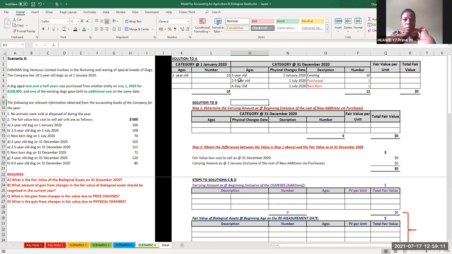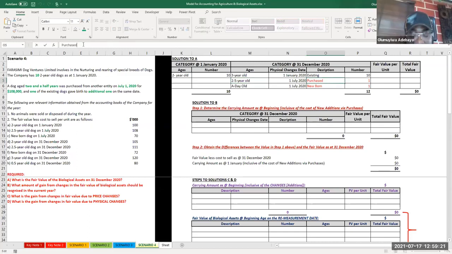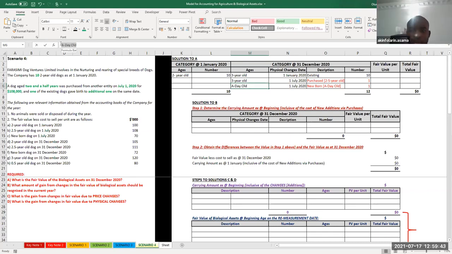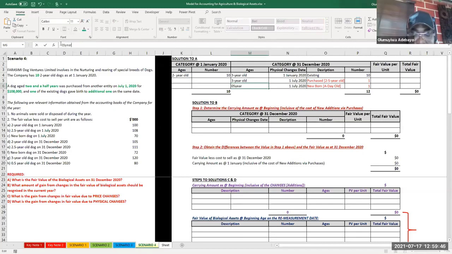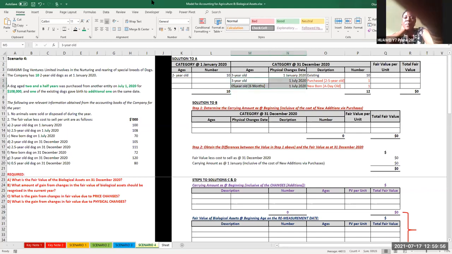6 months. Yeah. Okay, now what I'm saying, let me do it like this. Let me copy it here. Purchase dog at the age of, let me put it like this. 2.5 years. A day old. Does that make sense? So that as at now, it's now 3 years. And as at now, it is now what? 6 months. 6 months. 4.5 year old, which is 6 months. Okay? Now let me put it like that.